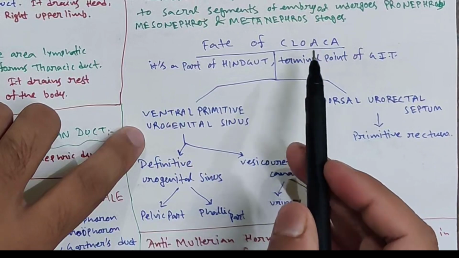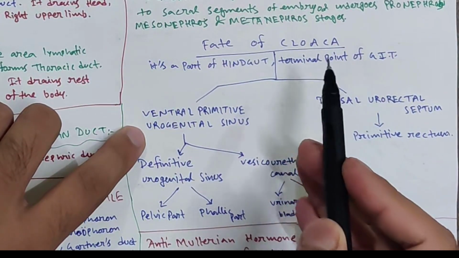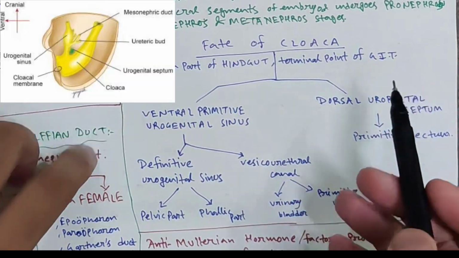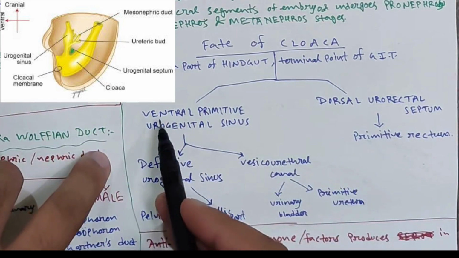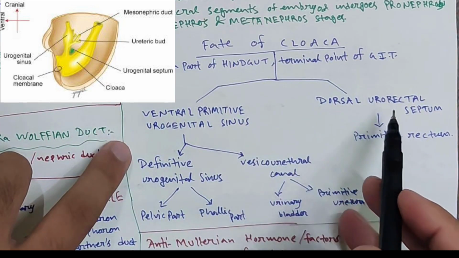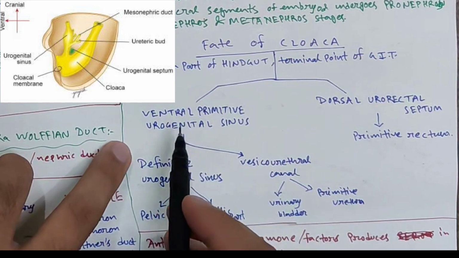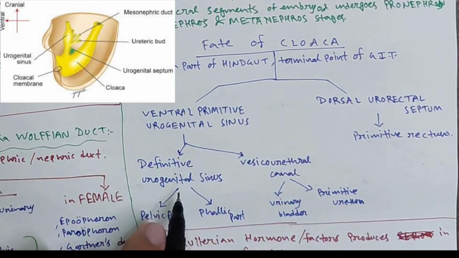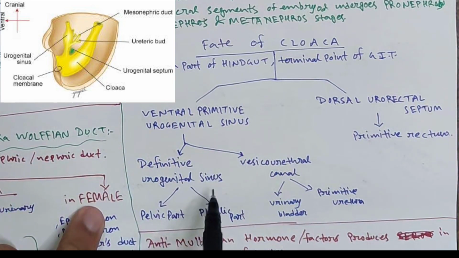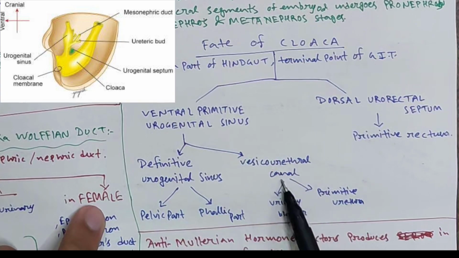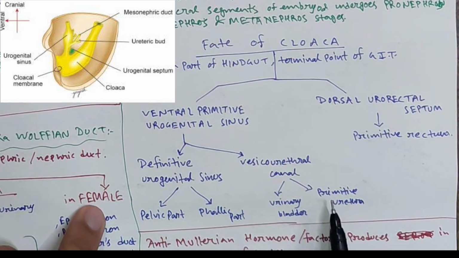What is the cloaca? You already know that, which I told you in my gastrointestinal tract videos. It is a part of the hindgut, or you can say the terminal part of the GI tract. This cloaca divides itself into two parts: the ventral primitive urogenital sinus and the dorsal urorectal septum, which converts into the primitive rectum. Concentrate only on this ventral primitive urogenital sinus, which divides again into two parts: the definitive urogenital sinus and the vesico-urethral canal. Now, the definitive urogenital sinus forms the pelvic part and phallic part of the urethra, and the vesico-urethral canal ultimately forms the urinary bladder and primitive urethra.